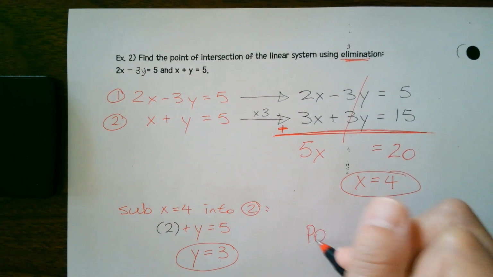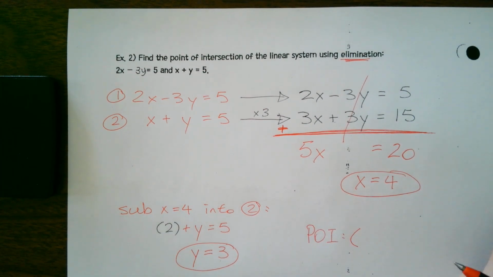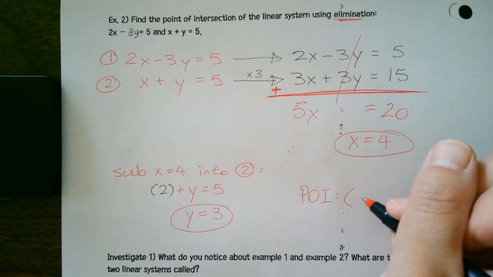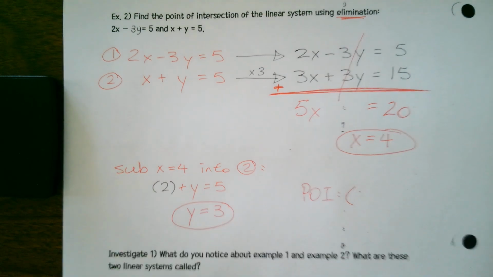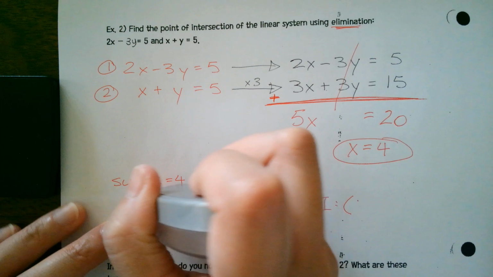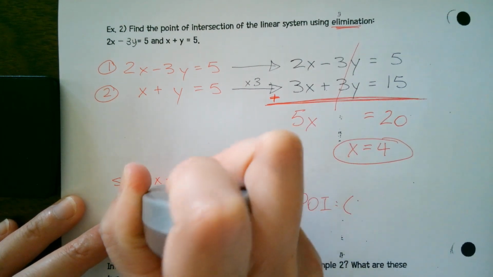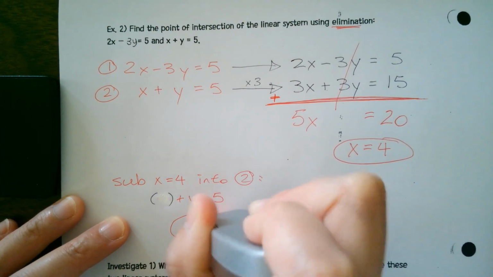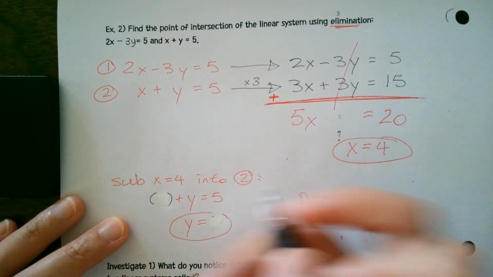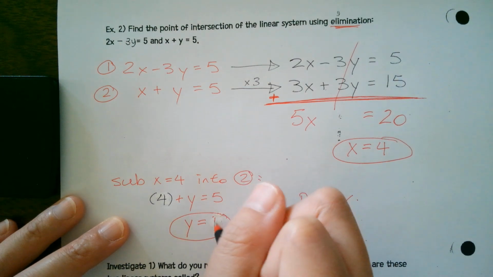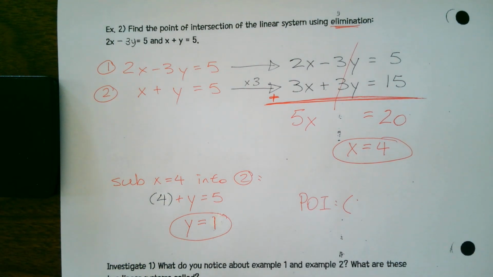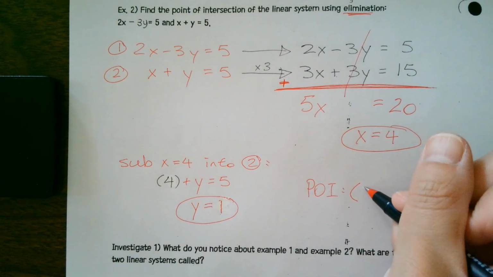So what's my POI in this case? Oh, sorry. I made a whoops. It's a Wednesday morning. It's a 4. Yeah, x is 4. So when I substitute it in and subtract, y is 1. So what's my POI? 4, 1.